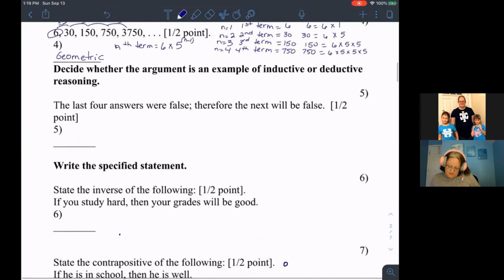All right, number 5 says decide whether the argument is an example of inductive or deductive reasoning. The last 4 answers were false, therefore the next will be false. I think that it is inductive because we've already seen that it's true, so we're going to assume that the rest is true. Could be wrong, but that's my opinion.